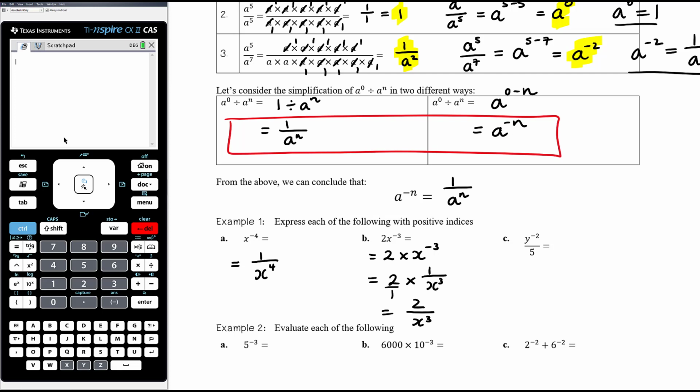So the 2 doesn't go to the new denominator, it's not raised to a negative power. It is just 2, it's going to stay on the numerator.